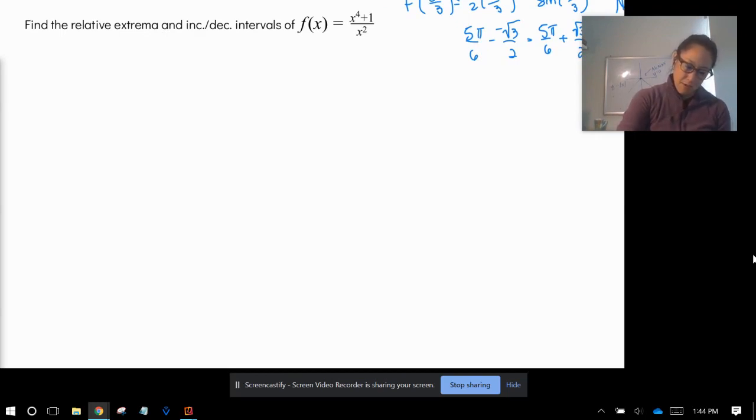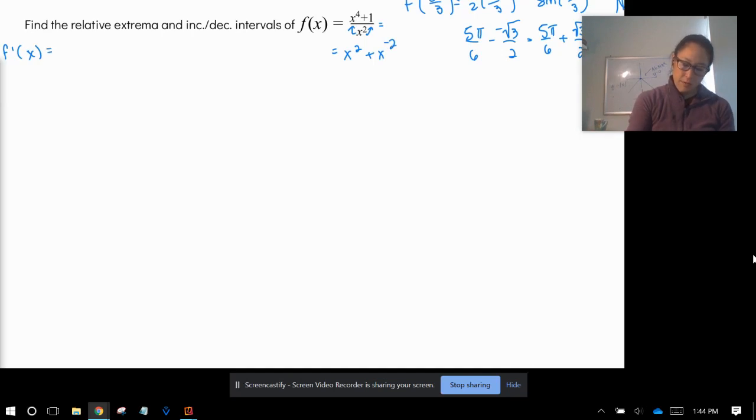All right, same. We're going to find f prime of x. And I can see right now this would be a lot easier. You can use the quotient rule. I'm going to divide x squared into x to the fourth, which gives me x squared, and then plus x to the negative 2.